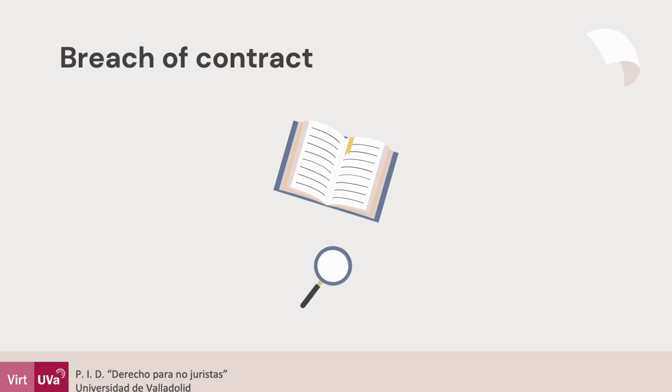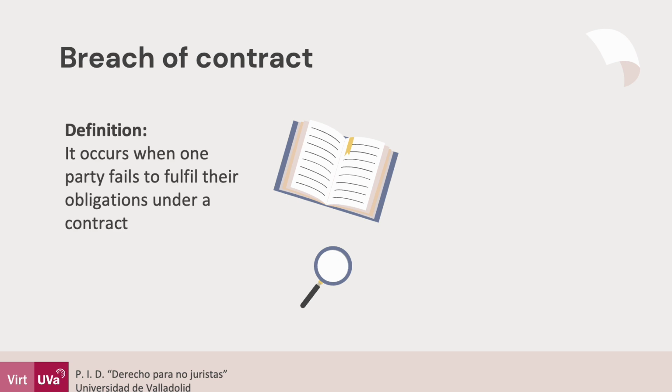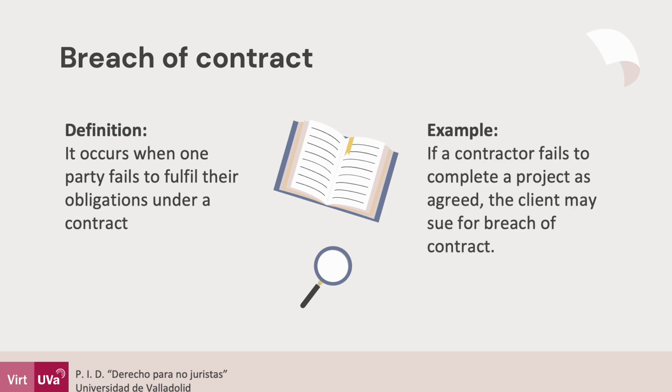Breach of contract. This occurs when one party fails to fulfill their obligations under a contract. This can lead to legal action to enforce the contract or seek damages. For example, if a contractor fails to complete a project as agreed, the client may sue for breach of contract.